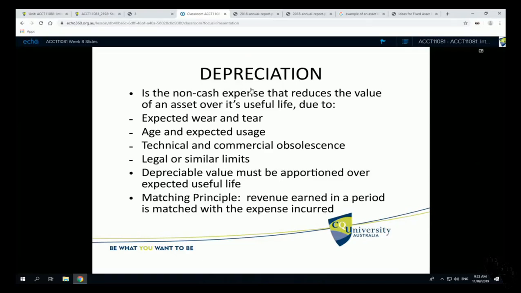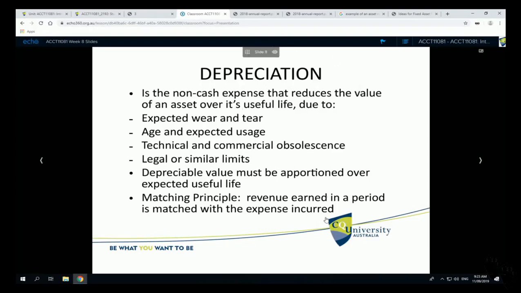I do cover this actually in week 10 when I cover the cash flow statement. One of the methods of the cash flow statement is a note reconciling the operating cash flow to profit. And one of the non-cash items in that reconciliation is depreciation. So it's non-cash, there's nothing cash about depreciation. It's a non-cash expense, reducing the value of an asset over its useful life.